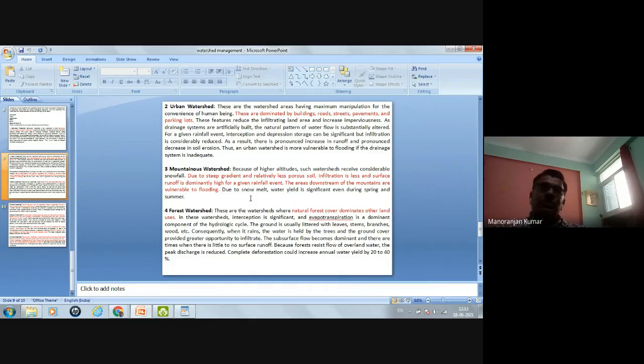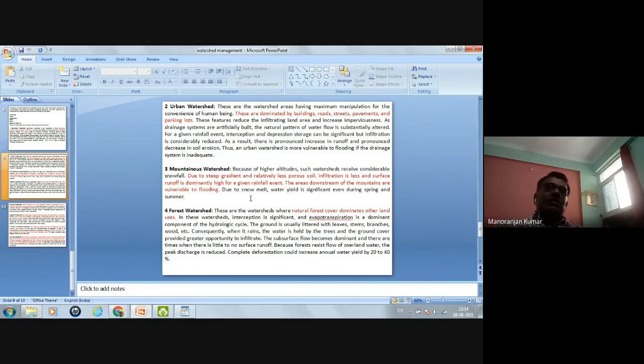Okay, so if snowfall is there, and this mountainous area is less porous, due to the steep gradient the water flows along the mountain and infiltration is low. So at the downstream area, flooding will occur. In this mountainous watershed, the surface runoff is more dominant, and this area is more vulnerable to flooding. Okay, so this is the mountainous watershed.